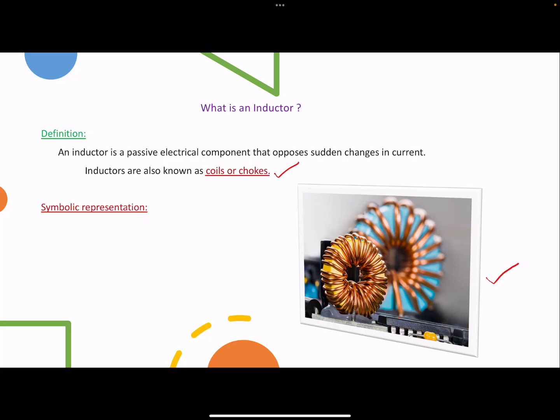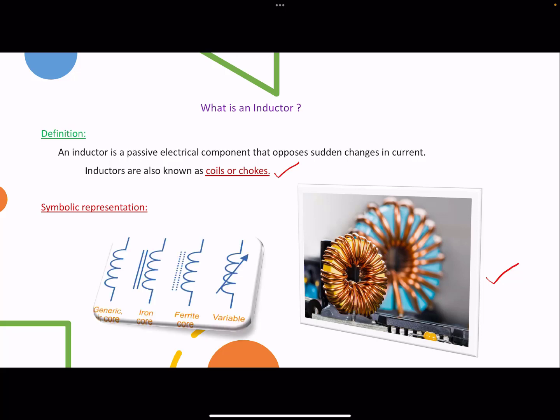Now let us see some of the symbolic representations of an inductor. So these are the different symbolic representations of the inductor. The first one is the generic air core inductor. The second is the iron core inductor. The third is the ferrite core inductor. And the fourth one is the variable inductor. So this is how the inductor is used as an electrical component which opposes the sudden changes in the current.